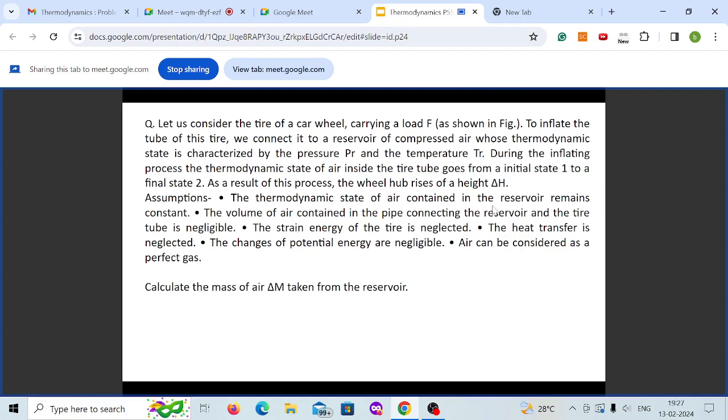There is no heat transfer across the tire, and they are saying the potential energy is negligible. You can consider air a perfect gas, so your Cp is constant. That's what they mean. You need to find out the mass of air which is going into the tire, or taken from the reservoir. So delta m you need to find out.